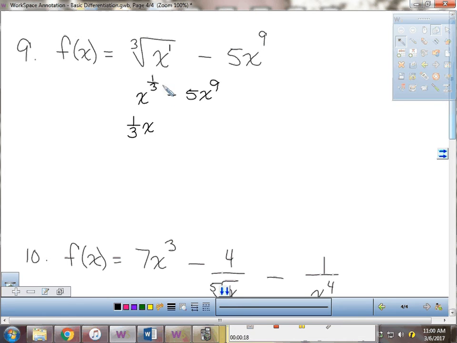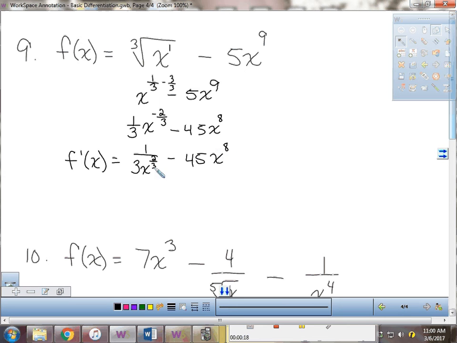And then 1/3 minus 1, so that'd be minus 3 over 3, would be negative 2/3. 9 times negative 5 would give you negative 45, x to the decrease by 1/8. But we do not leave exponents as negative. So remember, this is in the numerator. So we'll simplify this and say this would be 1 over 3x to the 2/3 minus 45x to the 8th.